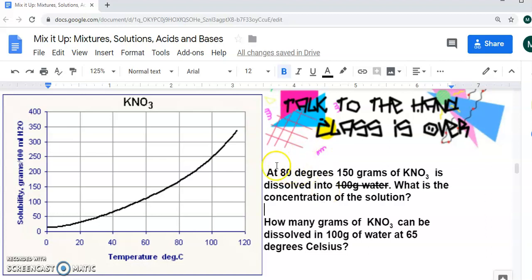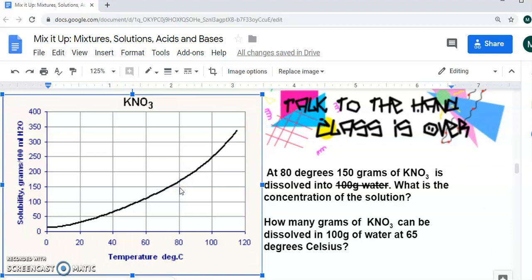You always want to start with your temperature because it's along the x-axis. So I'm going to go over to 80, so you can watch my mouse here. I'm going to stop because that's my temperature. Now, just like with a line graph you would read in math, we're going to go up the y-axis to 150 grams. The 150 grams is how much I put in. So we go over to 80 and up to 150. You'll notice where my mouse is pointing is where the two lines meet.